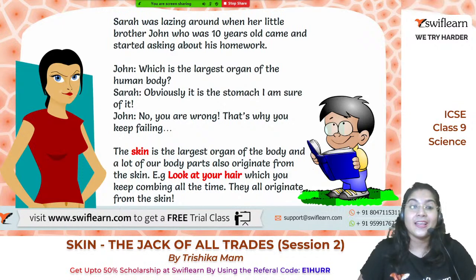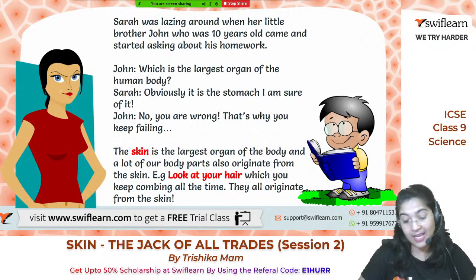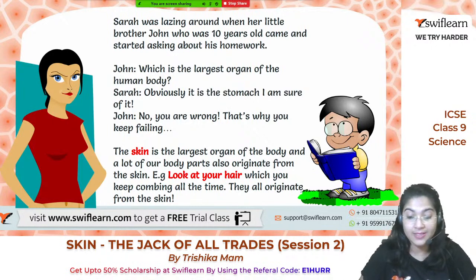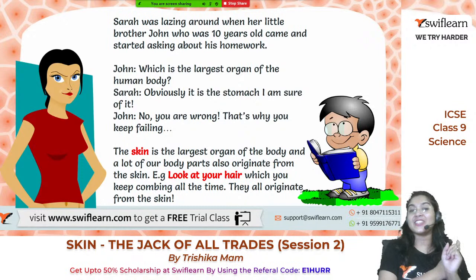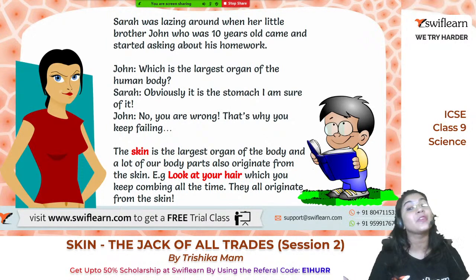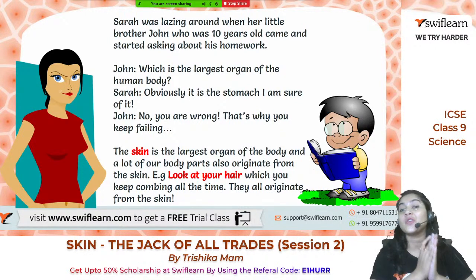Now, whom do you think has given the correct answer? Is it Sarah or is it John? Sarah said that the stomach is the largest organ, and John doesn't agree. So, which is the largest organ of our body? It is the skin. Last session I already mentioned the total weight of the skin. It is approximately 4.5 kg, and the skin is the largest organ of our body.